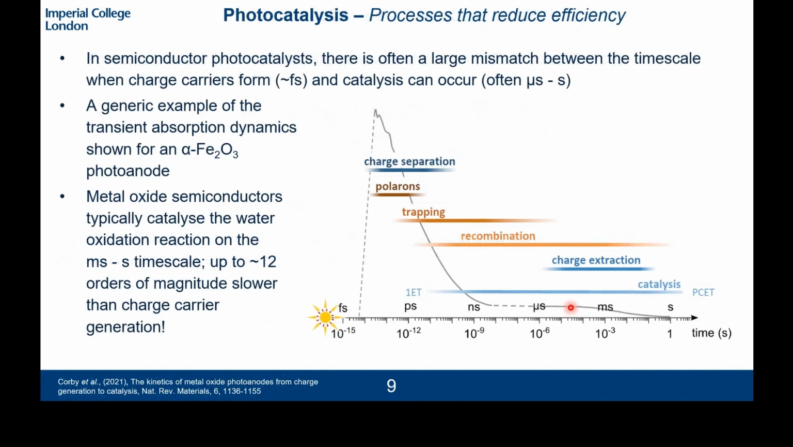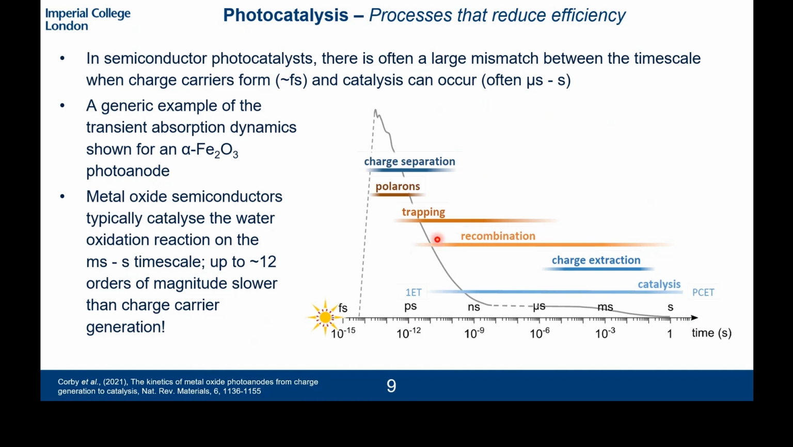So let's see what a typical profile is for a photocatalytic reaction. First we have light absorption on the femtosecond time scale, and we get charge separation there. You have these maybe polar ionic interactions and trapping of these charges, which happen on the picosecond to nanosecond time scale. And then over a very wide period of time, you have the possibility of recombination.